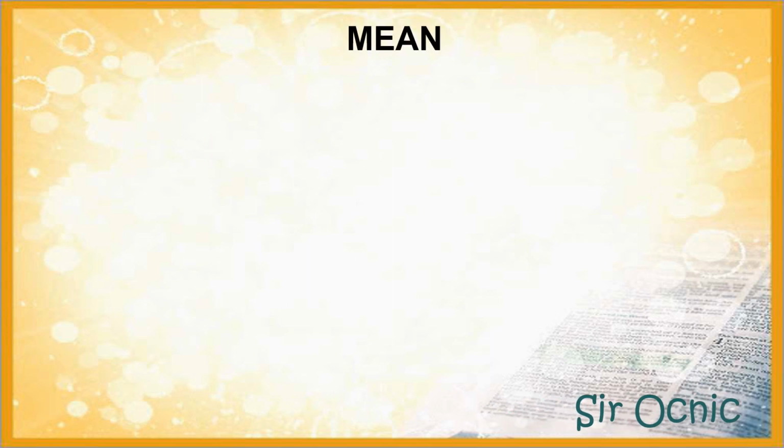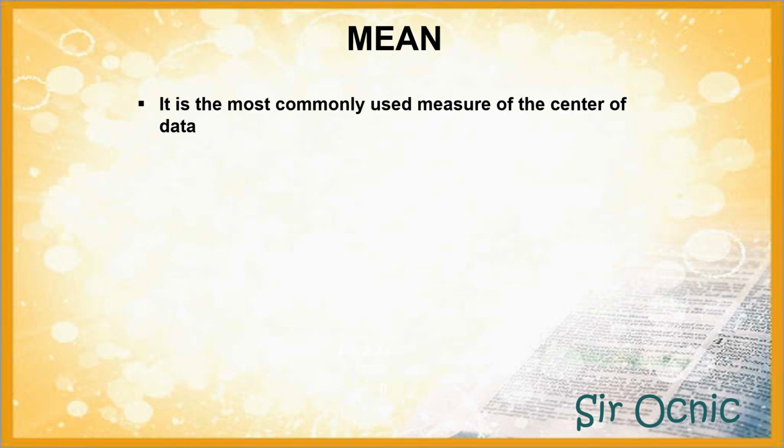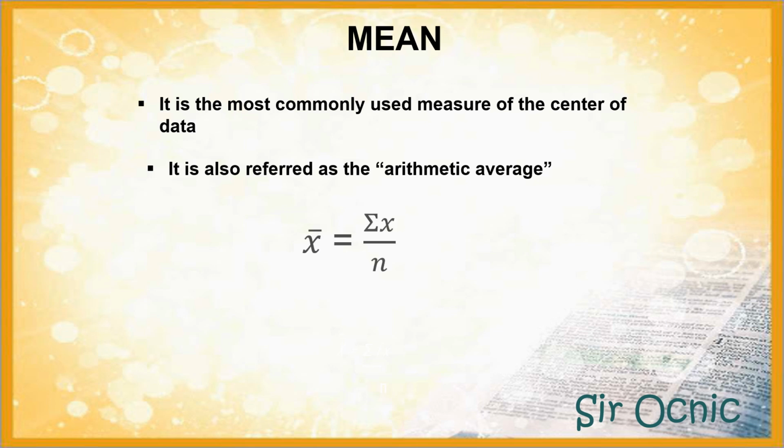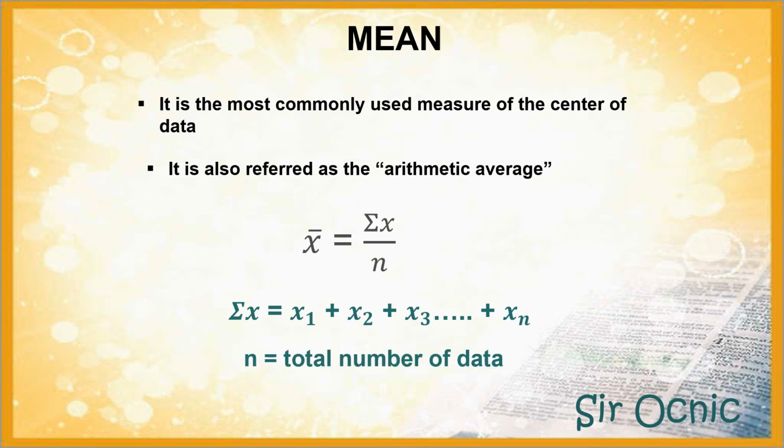Let us first discuss the first measure of central tendency, which is the mean. It is the most commonly used measure of the center of data. It is also referred to as the arithmetic average. The mean is given by the formula summation of x all over n, wherein summation of x is equal to x sub 1 plus x sub 2 plus x sub 3 up to x sub n, which are the observations of the given data. And n is the total number of data.